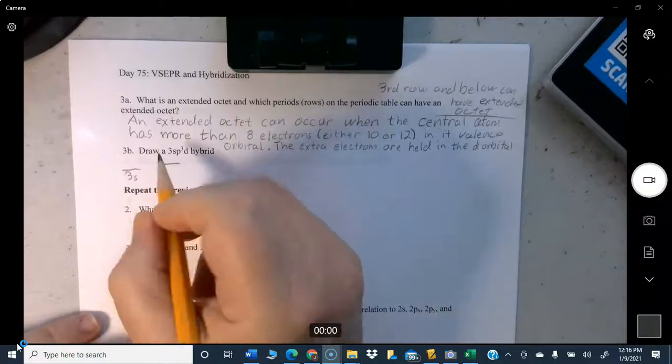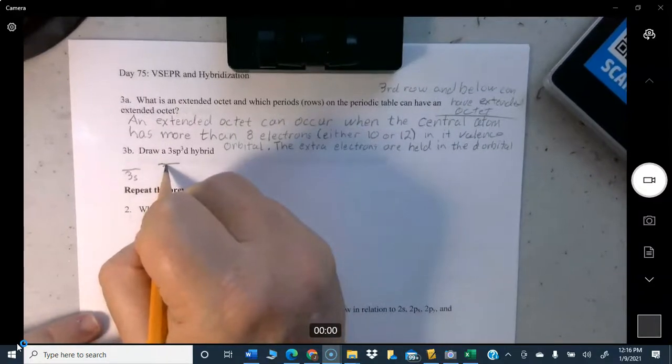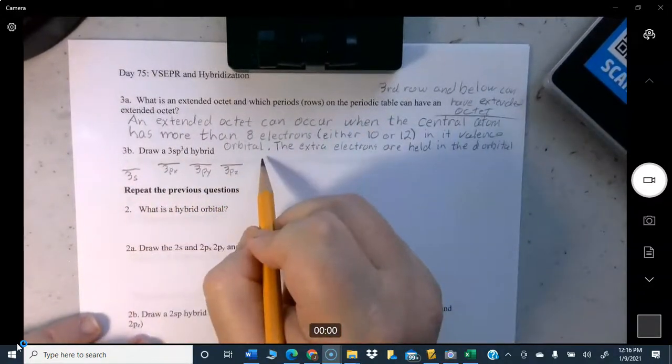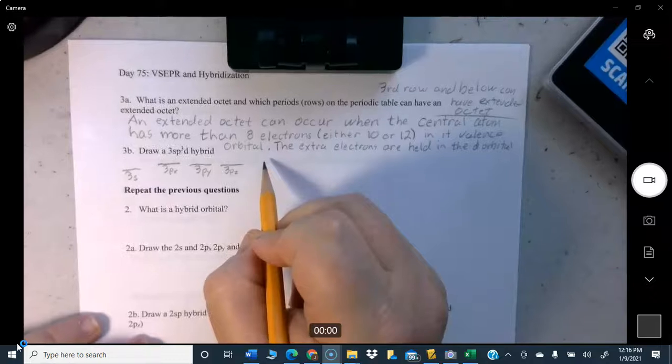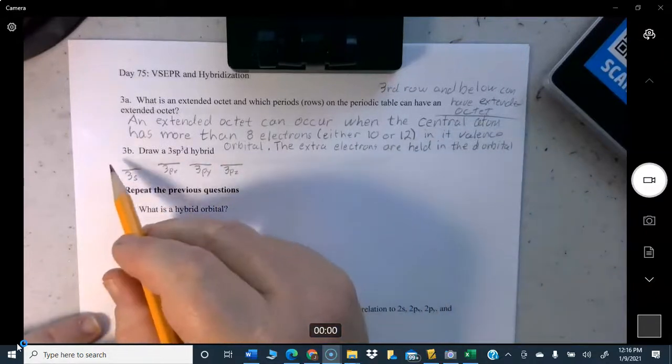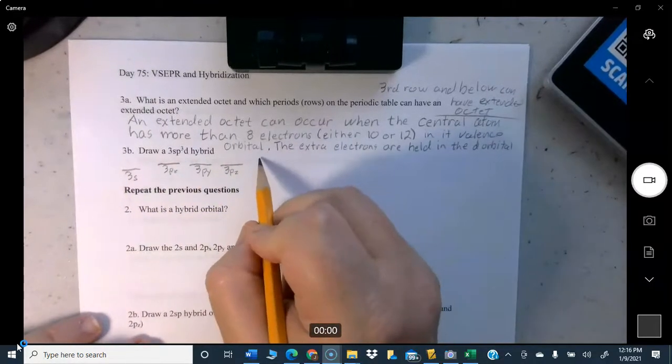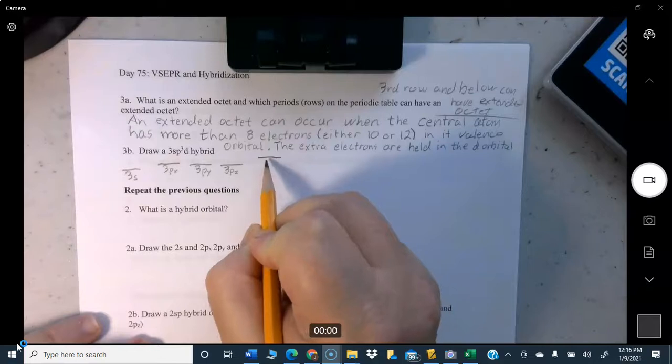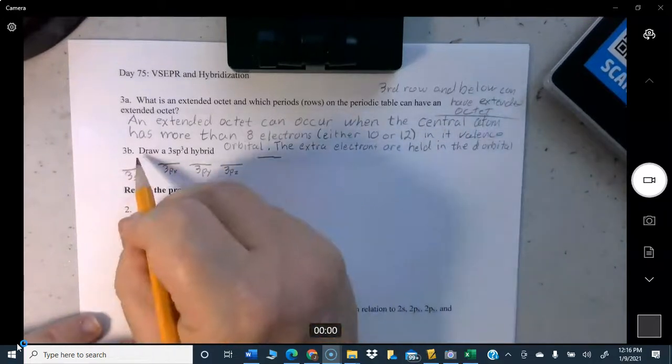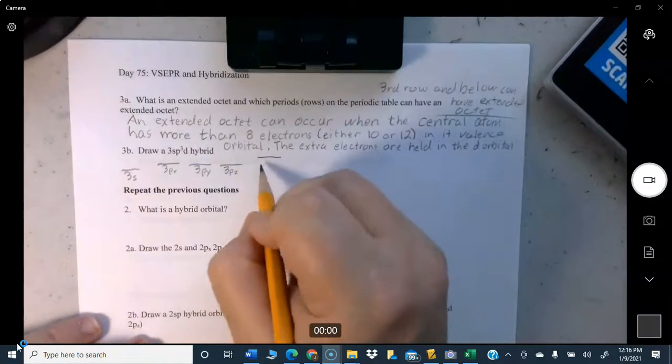This is going to be a little tight here. I didn't leave a lot of space for this. And then I'm going to draw the d orbital. Now the 4s would come before the 3d, but we're dealing with the d orbital here, so I'm not going to bother to draw that. There should be a 4s before you get to 3d.